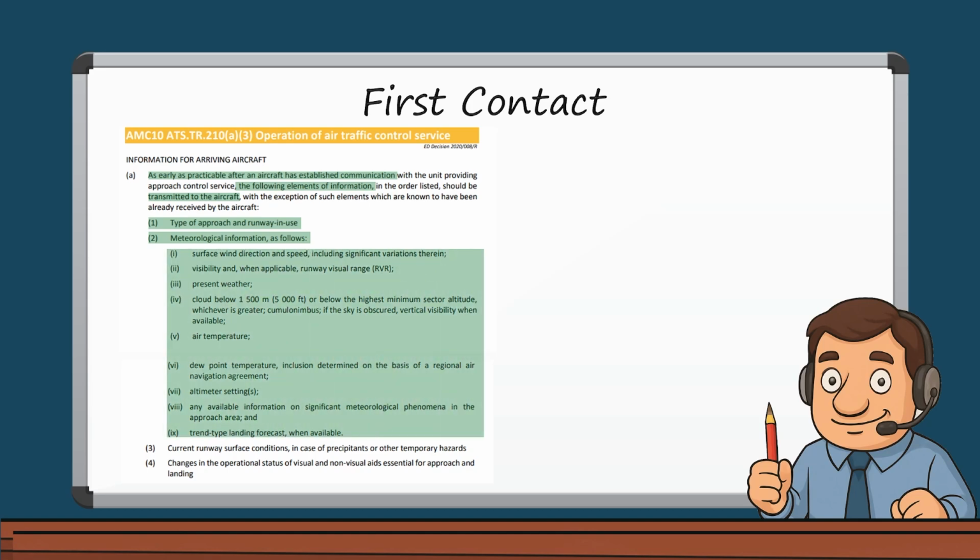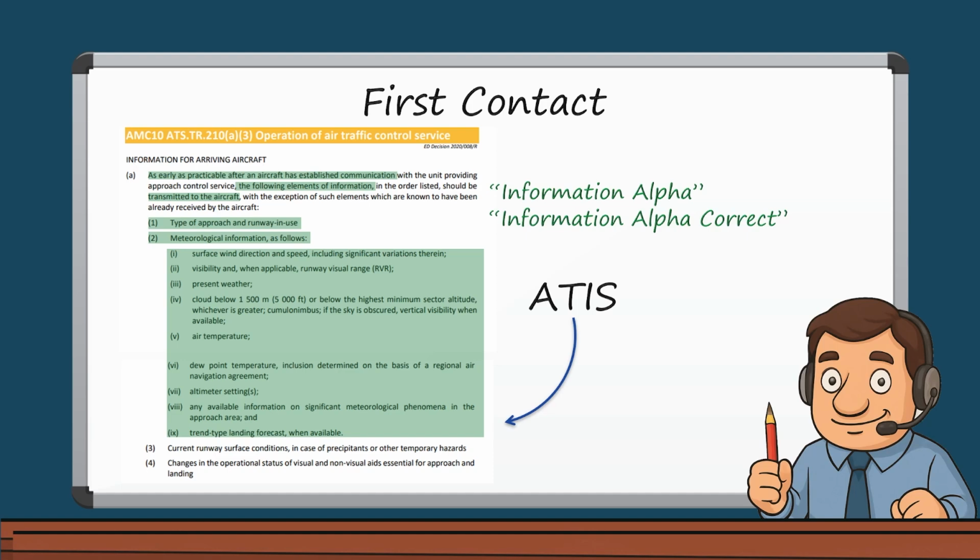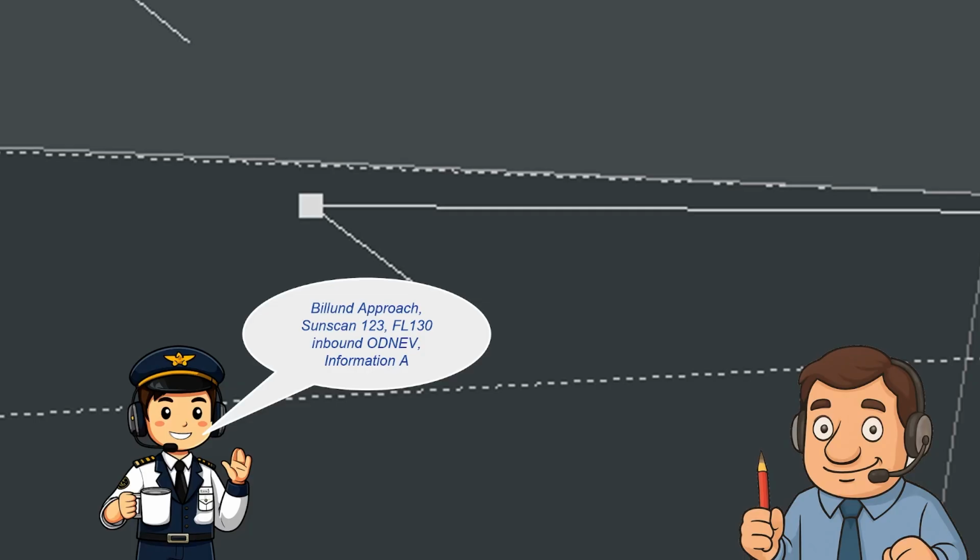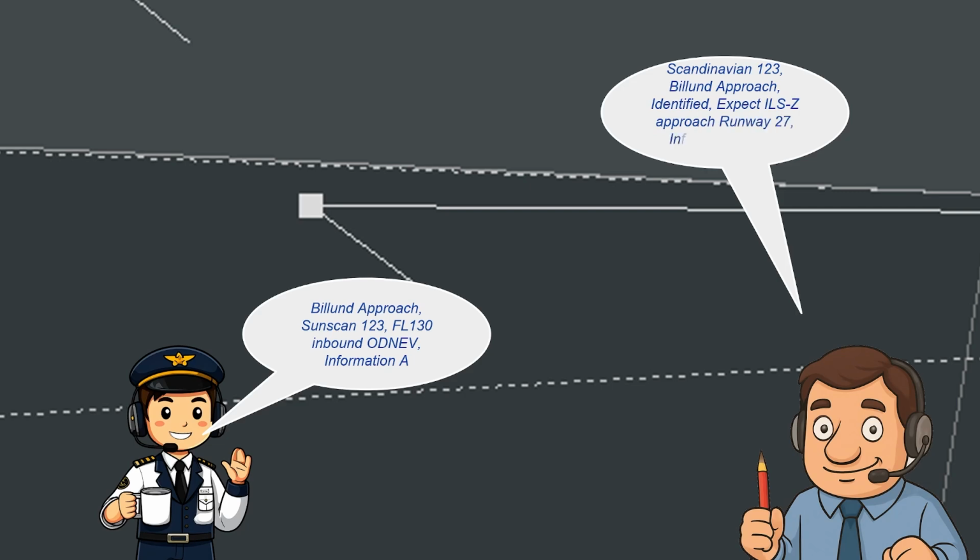That will take a lot of time to provide every single pilot with, which is why we have the ATIS. This encapsulates all the weather information to give, which is covered by saying the ATIS letter. If the pilot gives us the ATIS letter, then we can confirm its correctness, or if it's not correct, confirm the latest one. That covers that whole point. Points 3 and 4 are concerning changes in service condition of operational statuses. If you learn these 2, you would be at quite a high level. SunScan 123, Billund approach identified, expect ILS Zulu approach, runway 27, information alpha is correct.